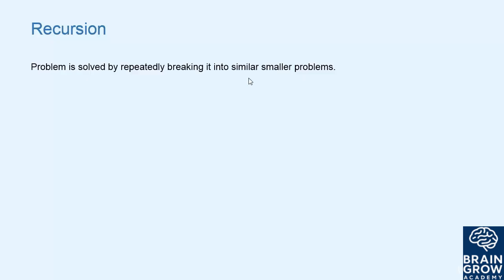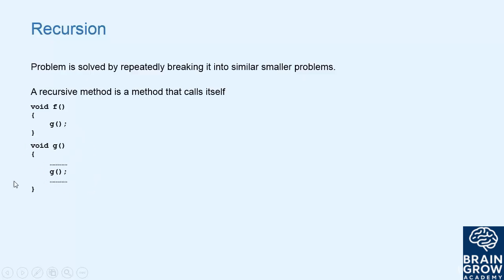In programming languages, recursion is implemented through recursive methods. A recursive method is a method that calls itself inside its own definition. For example, this G is a recursive method because there is a call to G inside its own definition. Now when this G is called in another method F, its code will be executed. And in the code of this method, there is a call to G. So again G will be executed.